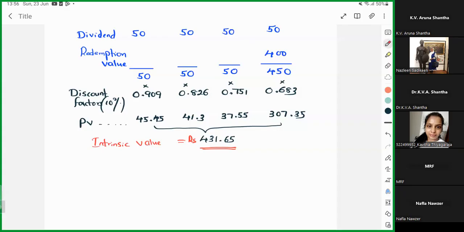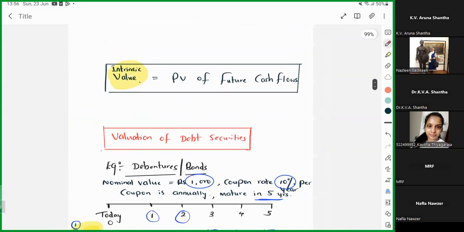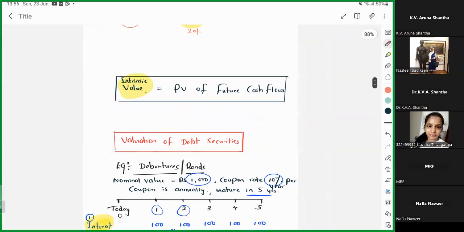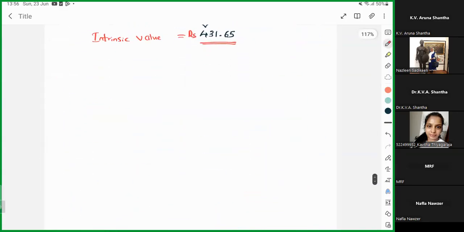Right. Now we have studied valuation of some debt securities. Let's see valuation of equity, valuation of equity shares.